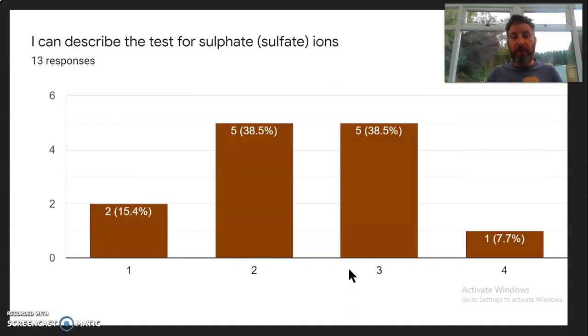Test for sulfate ions. Again, not 100% confident with that. Very similar. You add to it barium ions, normally barium chloride, so hydrochloric acid plus barium chloride. When the barium reacts with the sulfate ions, it forms an insoluble white precipitate of barium sulfate. So that's the test for sulfate ions. Chuck in barium chloride and hydrochloric acid, white precipitate.